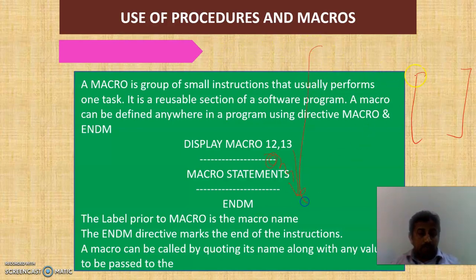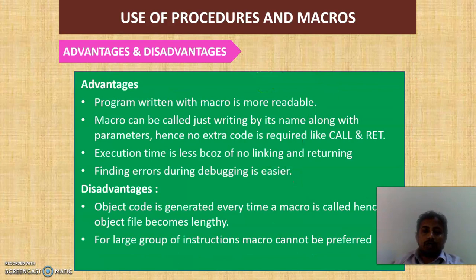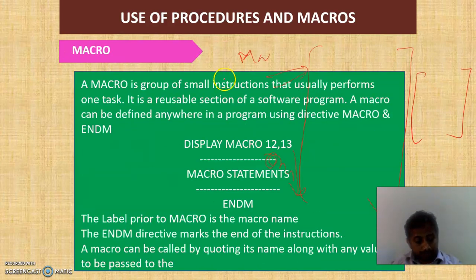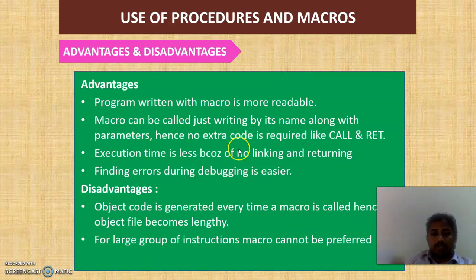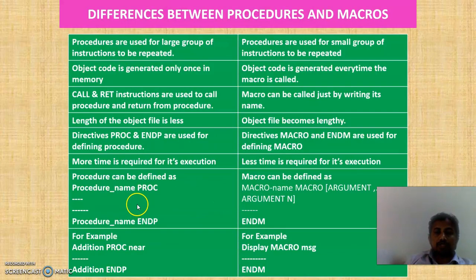Suppose 10 lines of program are there. You don't want to write those 10 lines every time. So what you can do is define them as a macro, and you can use those 10 lines in the mainline program just by typing the macro name. Automatically, the total would be inserted. And one more thing, to end a procedure, we write ENDP, and to end a macro, we write ENDM. These are all used in the assembler. So these are the advantages and disadvantages of macros.